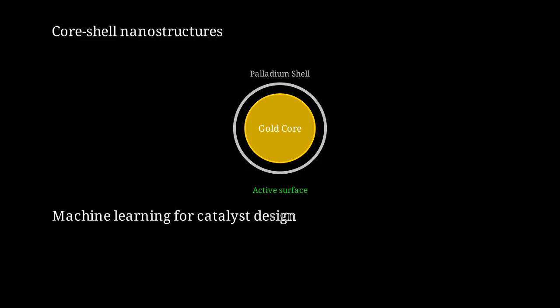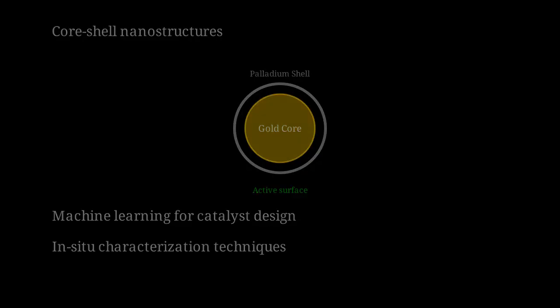Machine learning is revolutionizing catalyst design. Artificial intelligence algorithms can predict which nanostructures will be most active, screening millions of potential catalysts computationally before synthesizing the most promising candidates. Advanced characterization techniques allow us to watch catalysts in action at the atomic scale. We can observe how nanoparticles change shape, how atoms move, and how reaction intermediates form in real time.